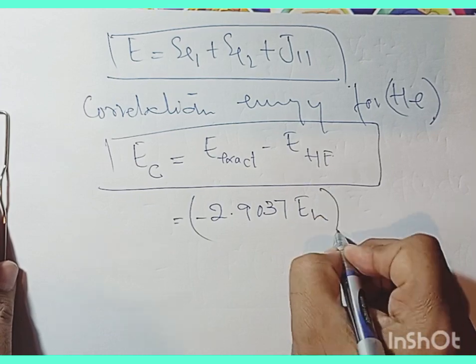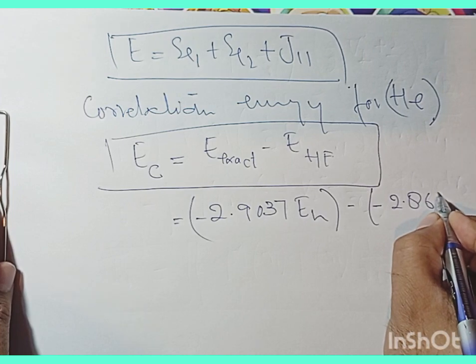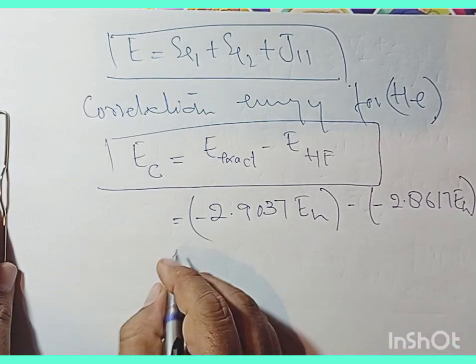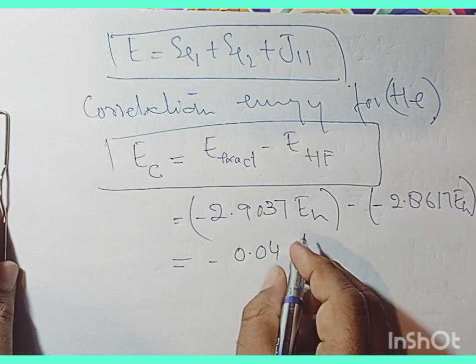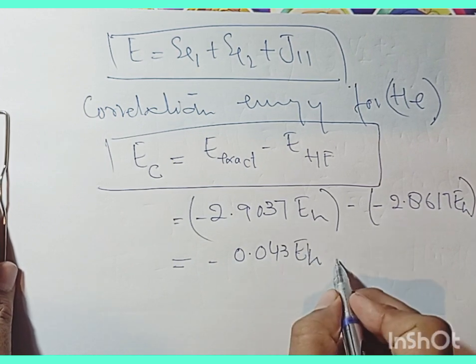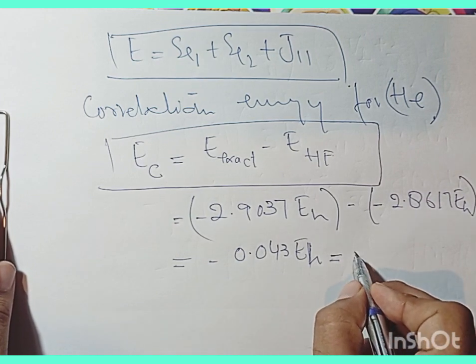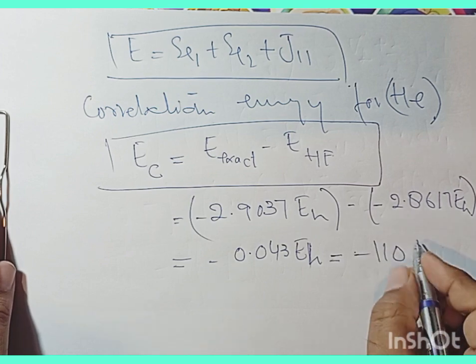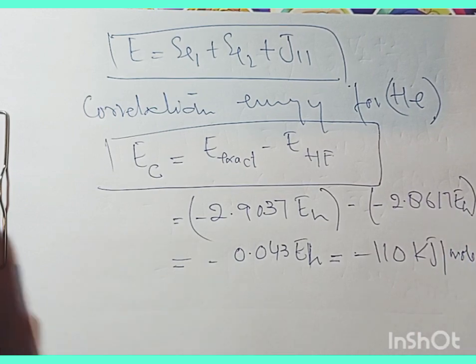EH. So minus, times minus 2.8617 EH. So solving this, we get minus 0.0443 EH approximately, and using the value of EH, what we get here is that the value is nearly minus 110 kilojoules per mole.